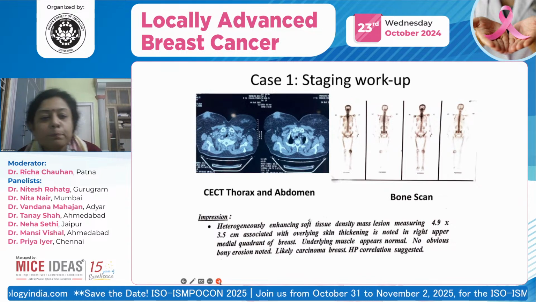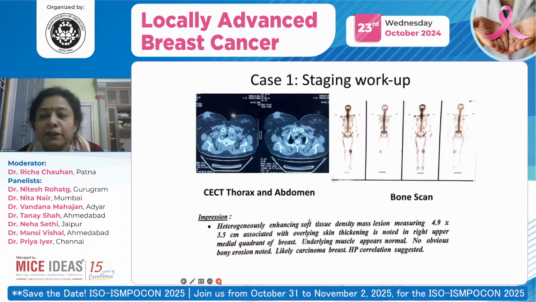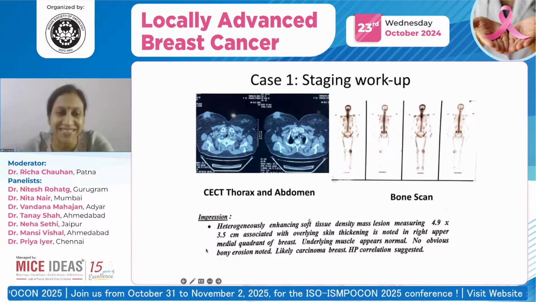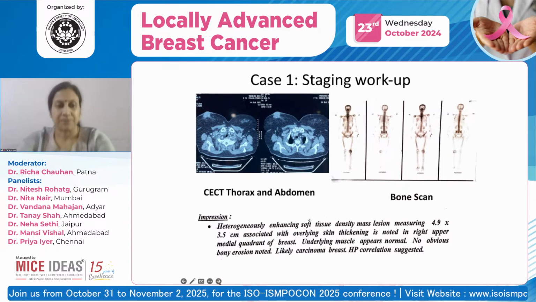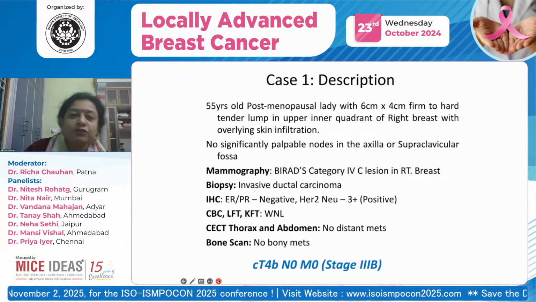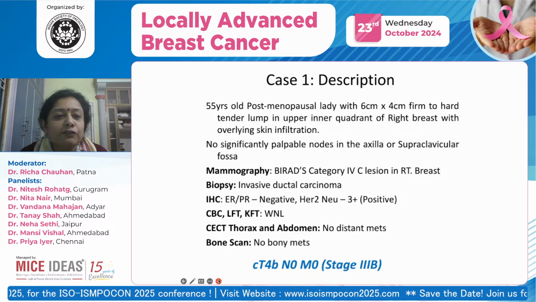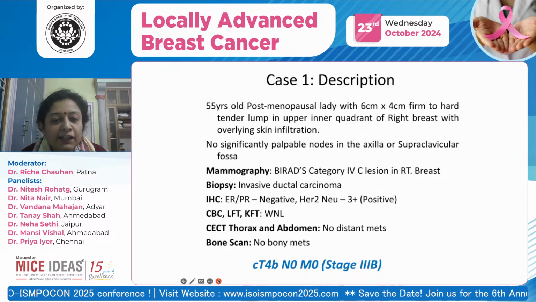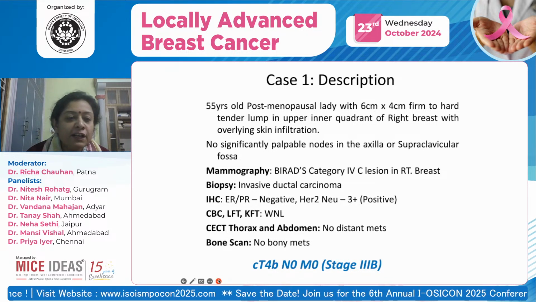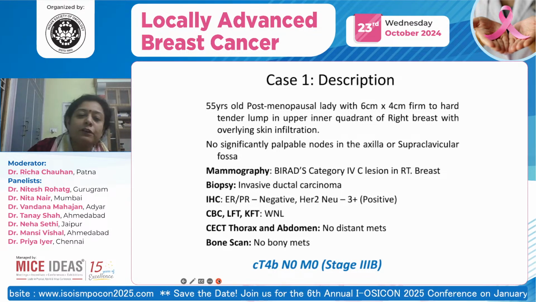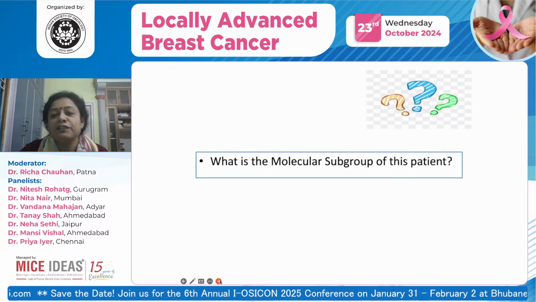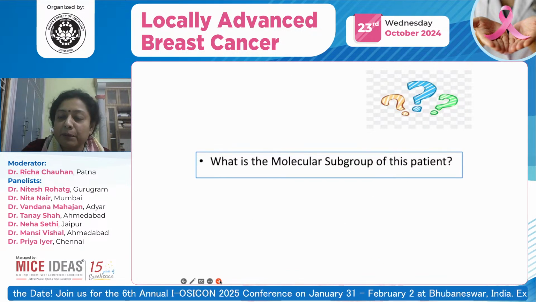Okay. So we do prefer PET-CT, but because of the limited availability, this patient underwent a contrast CT scan and bone scan. And luckily, the breast lesion was the only lesion. There was no other metastasis. So just summing up the case, she is a 55-year-old postmenopausal lady, a clinically T4B N0 M0 biopsy-proven lesion, and the IHC is ER negative, HER2/neu 3+. So what is the molecular subgroup of this patient?